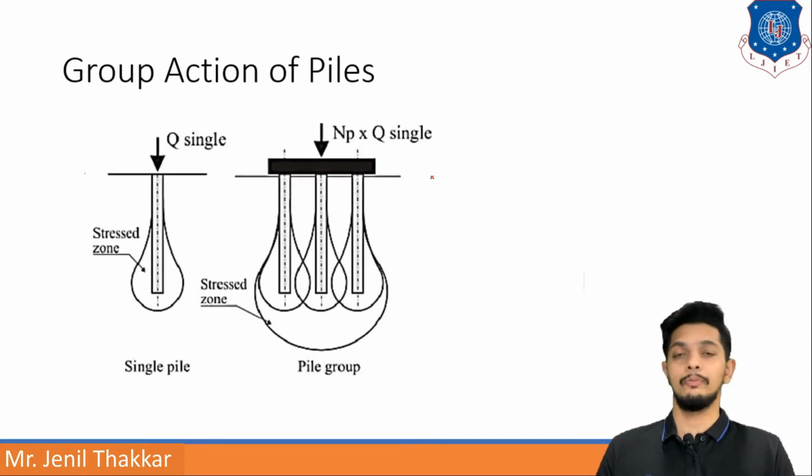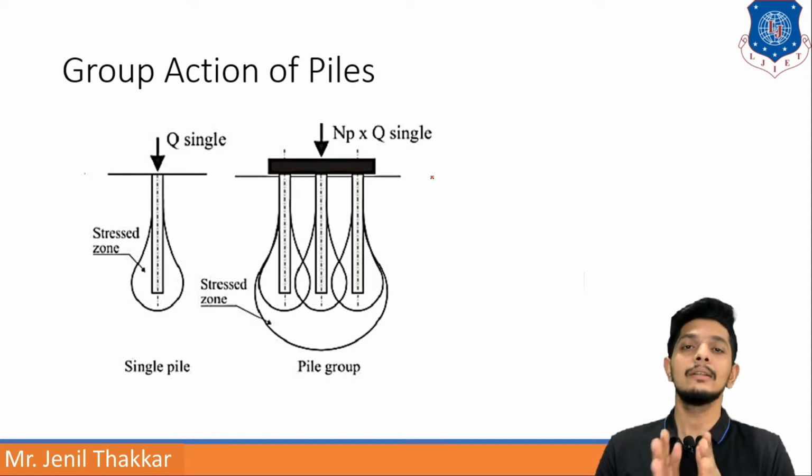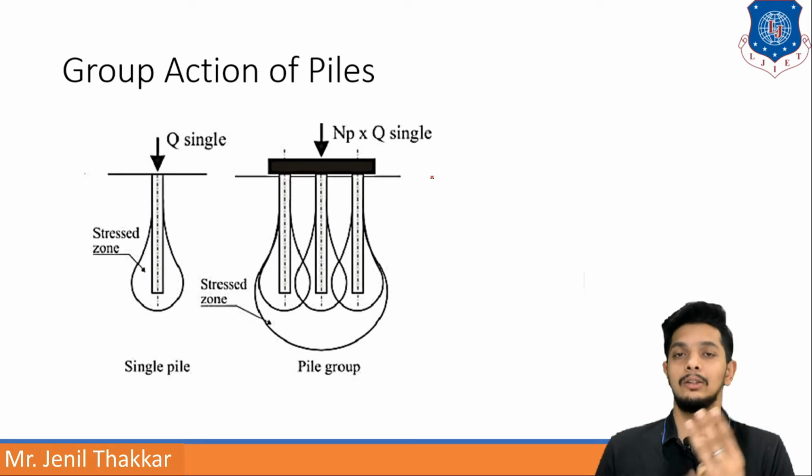So, group action of piles. Let us talk about piles now. If there is a column or a single unit or a wall, below that there cannot be one single pile, because driving one single pile is not very feasible, and driving it as vertical as possible is also very hard. So what is done in the field is that a minimum of 3 piles, a group of 3 piles, is inserted in a triangular manner.